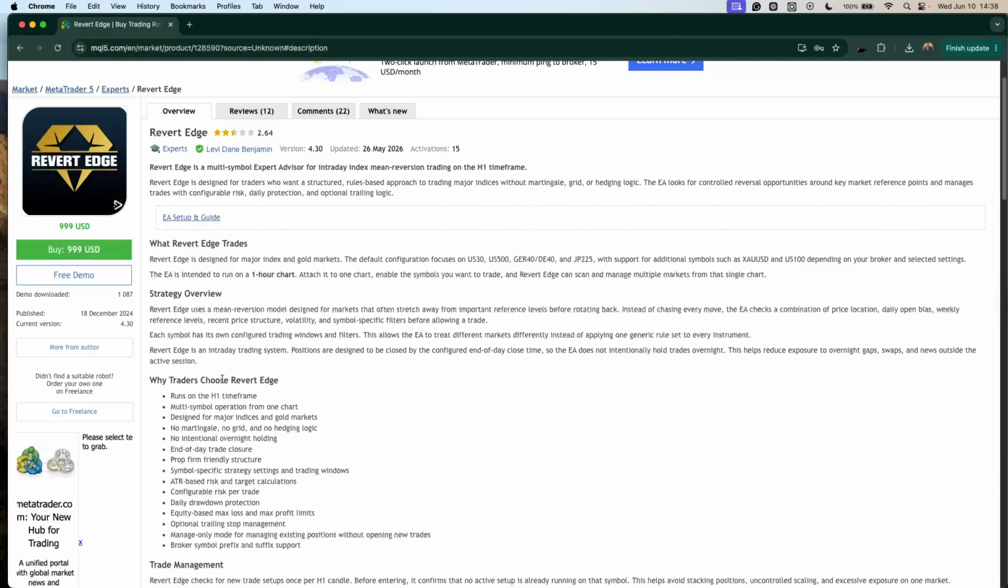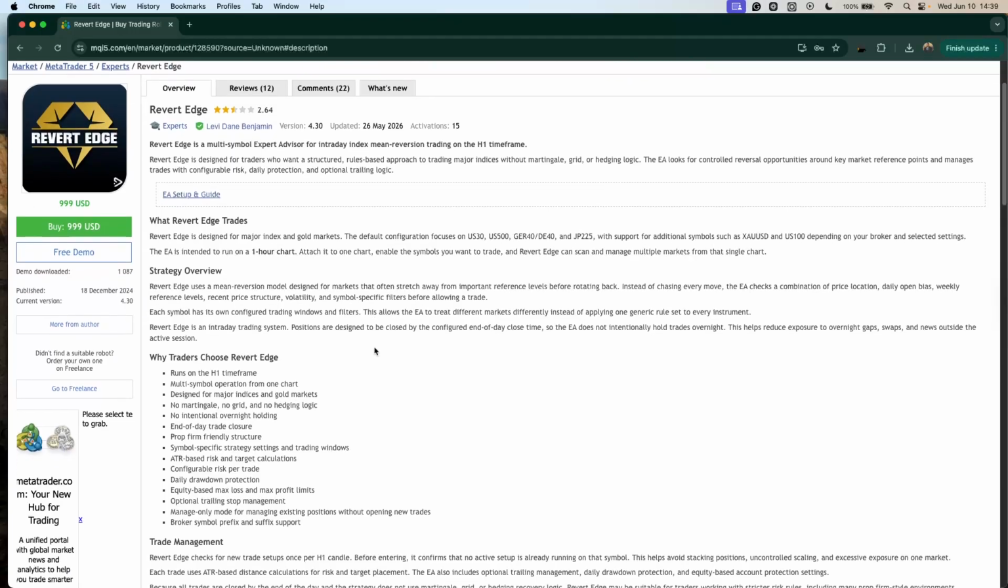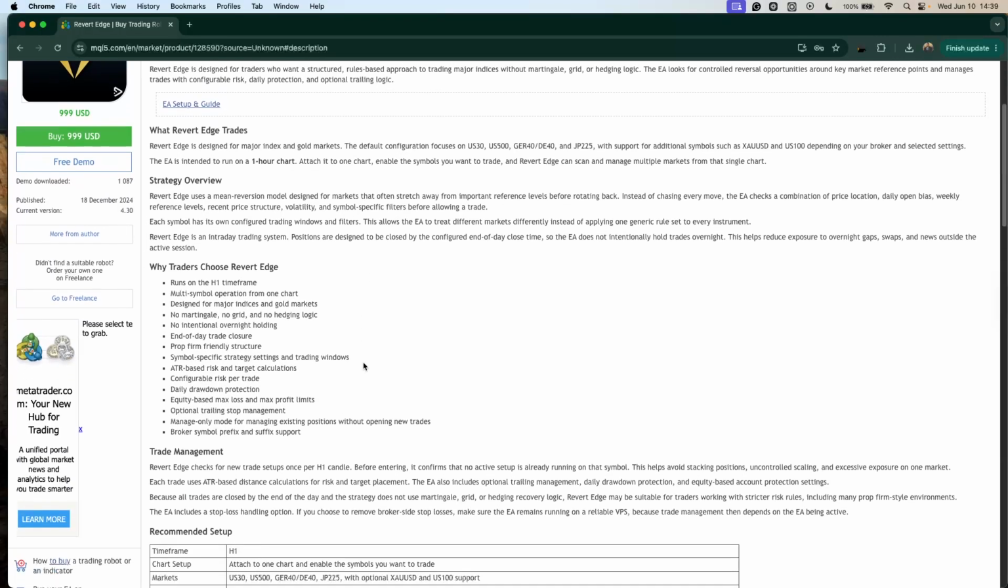Trades are checked once per new 1 hour candle, and there is no stacking on the same symbol. Every position uses ATR based risk and targets, optional trailing, and importantly, it's set to close by end of the day, so no overnight holds. The EA runs multiple symbols from a single chart with prefix or suffix support.